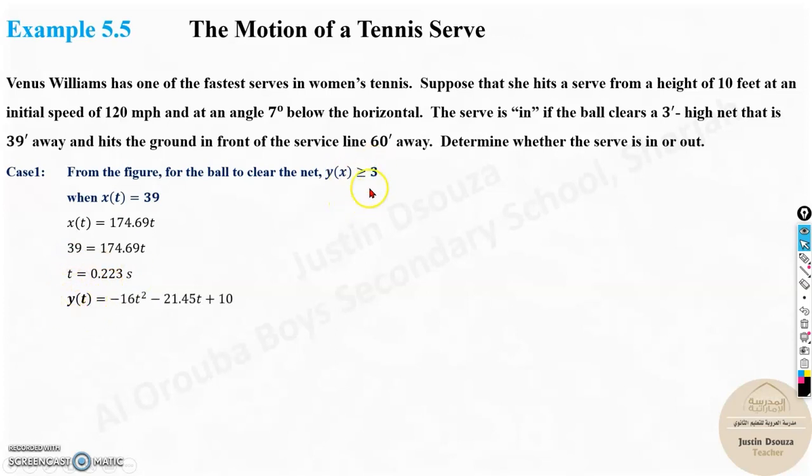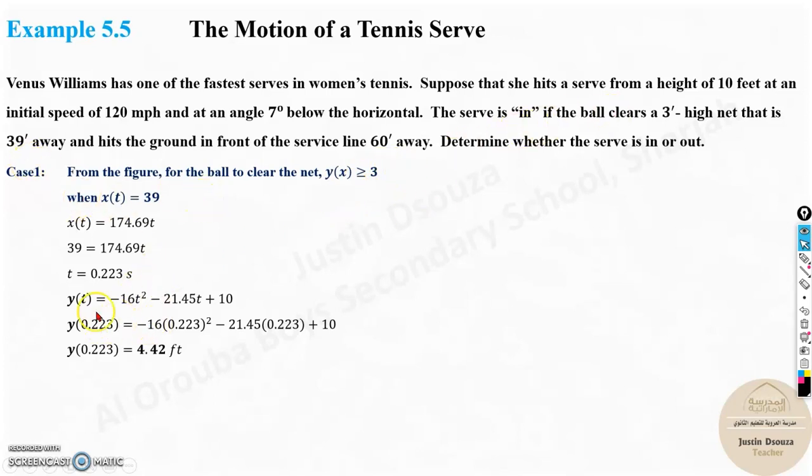This y of t value must be more than 3. So all you need to do is substitute this time t over here. Wherever t is there, put 0.223 everywhere. All you need to do is solve. You will get the answer 4.42 feet. Is this greater than 3? Absolutely. So the first case is good.